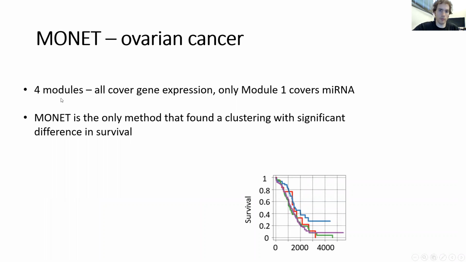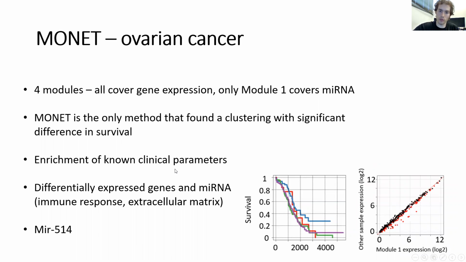We next look at MONET's solution on ovarian cancer. So MONET found 4 different modules. They all cover the gene expression omic, but only module number 1 covered the microRNA expression omic. MONET found a significant difference in survival between the modules, and it was the only method that we used that found such a difference in survival.